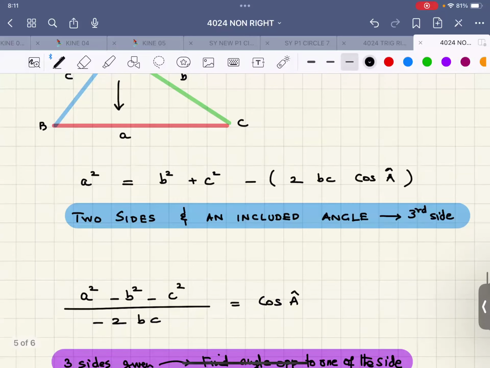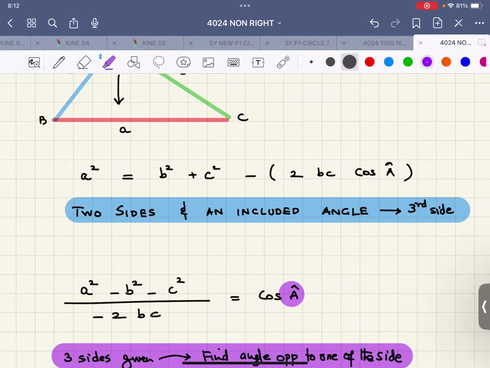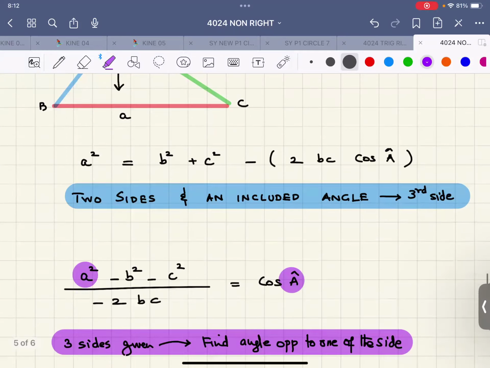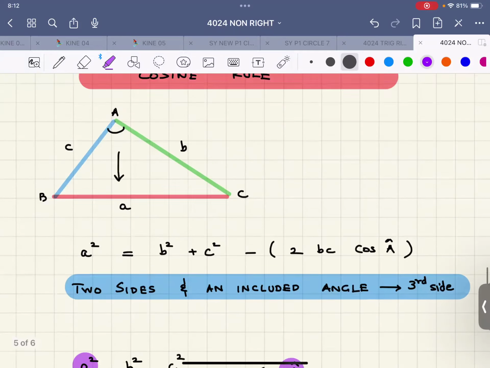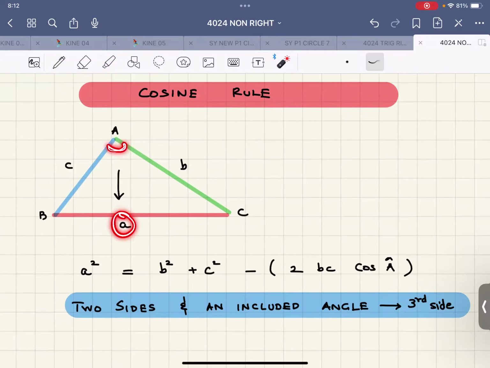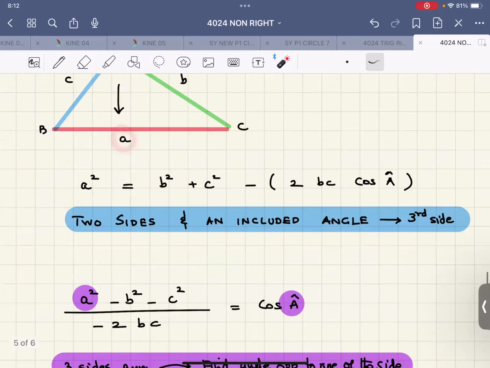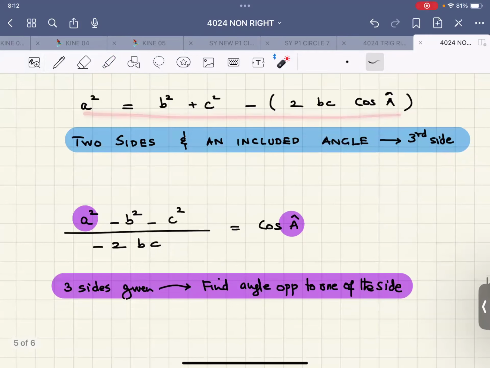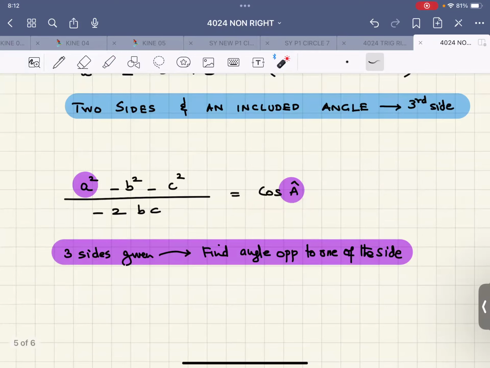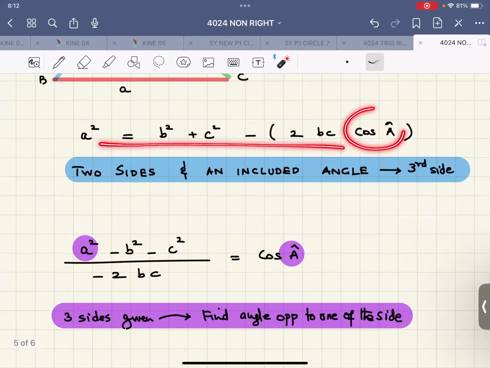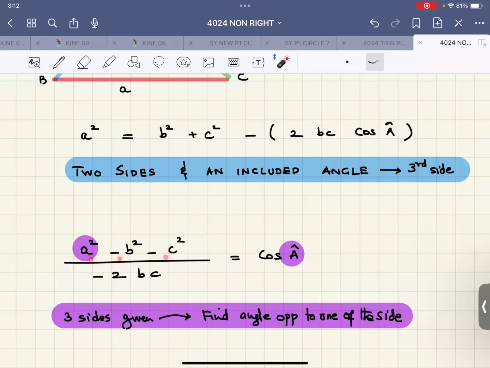Now, if I'm interested in angle A, I would write it from this perspective. So what's in front of angle A? That is a. So the same formula would be written in such a way that cosine A becomes the subject. You can either plug in the values, then make the subject, or make the subject, then plug in the values. That's your choice. a square minus b square minus c square divided by negative 2bc. So since we are looking for A, it's written with respect to a.